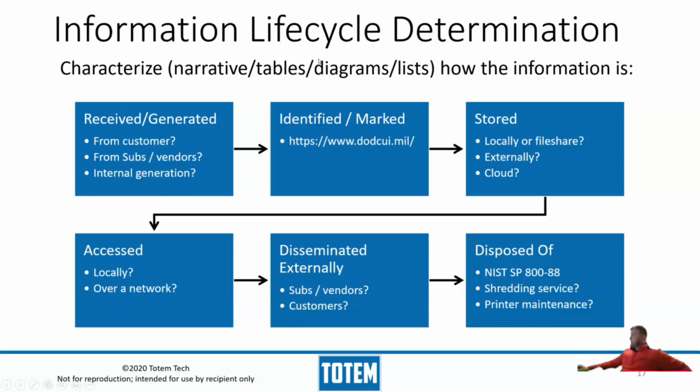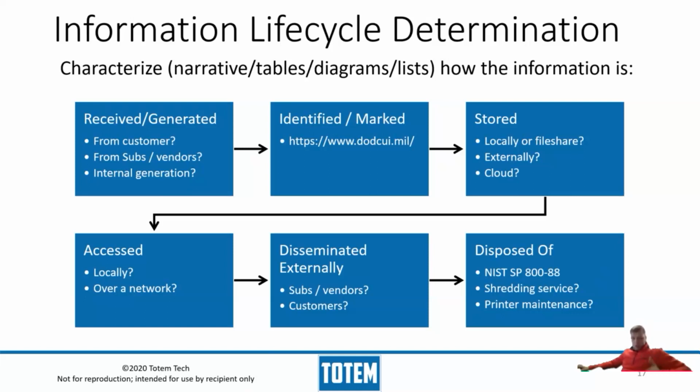And then we go into how is this information stored? Is it stored locally on a file share? Is it stored in the cloud? And then we can look at who has access to that information. Is it stored locally? Is it over the network? What employees have access to this information, right? Who are we sending this to? And then next is, how do we send this out, right? Disseminated externally. As we're sending this to customers, as we're sending this to our clients, or if we're sending this to the DoD, how are we sending that? Is it secure?